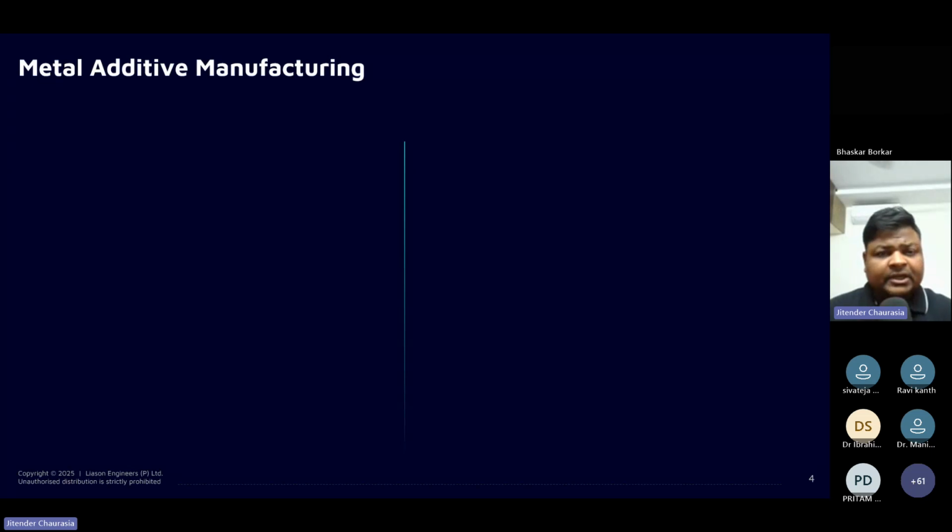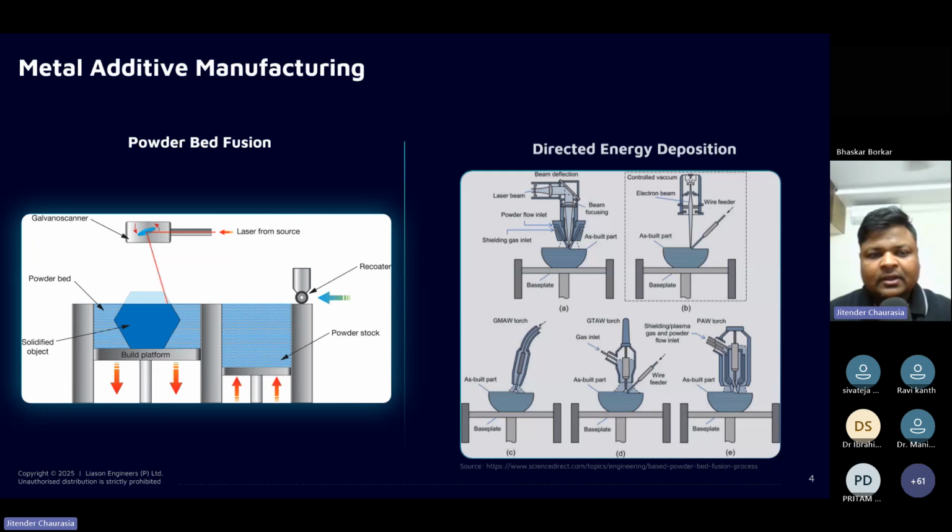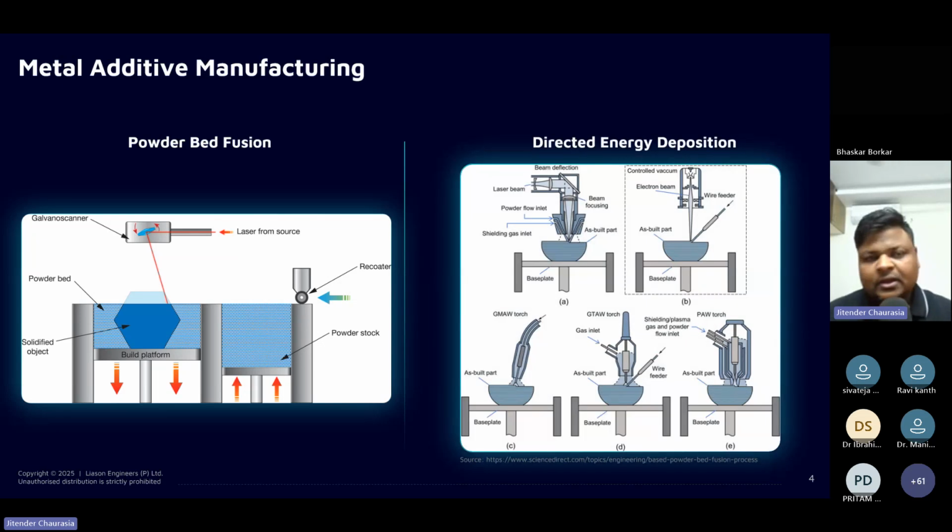So coming to metal AM techniques, there are so many classifications. If you go to the standard classification, there are so many techniques, but I would rather focus on the two major ones. Especially if I think of industrialization, right now these two processes are the key processes. One is powder bed fusion, also known as PBF, where your source is a laser, or it can be an electron beam. The usage is quite simple.